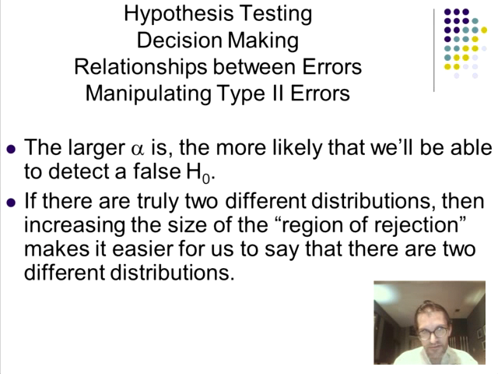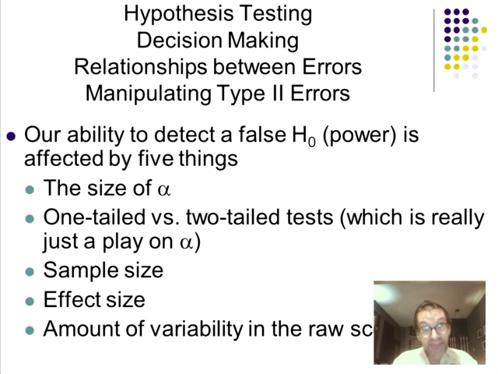So it's five things now. 1, 2, 3, 4, 5. 5 things that affect power. You can affect power by messing with alpha, messing with how many tails it has, how large your sample size is, how big the effect size is, and the amount of variability. And so these are, as I say, beyond statistics. These are a step before statistics in the process of data gathering.